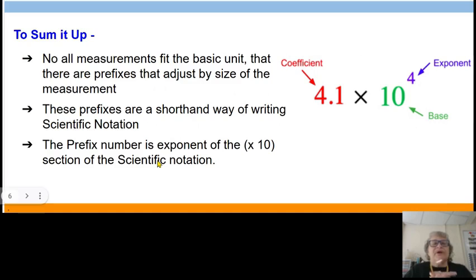To sum it up, not all measurements fit the basic unit, so there are prefixes that adjust by the size of the measurement. These prefixes are a shorthand way of writing scientific notation, and the prefix number is an exponent or multiplication of 10.